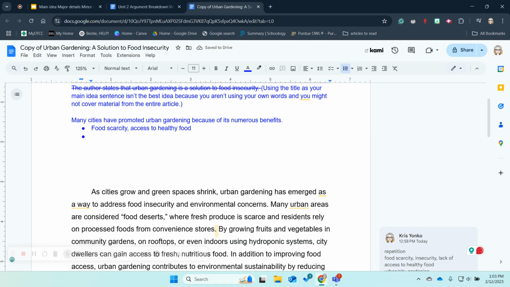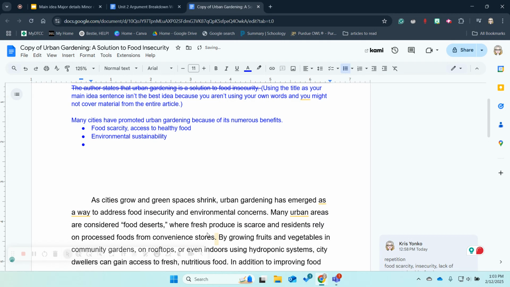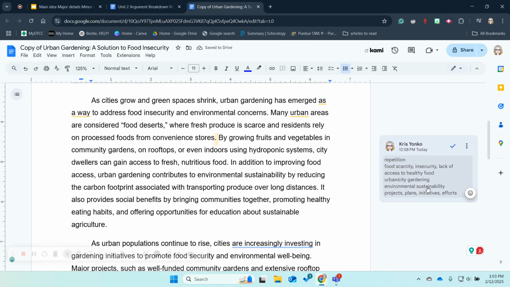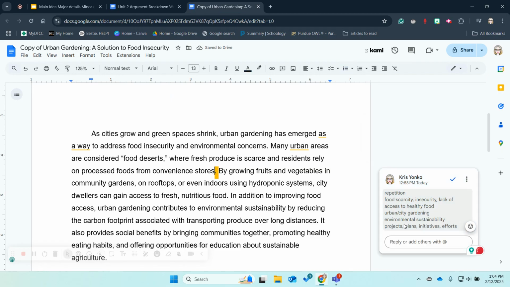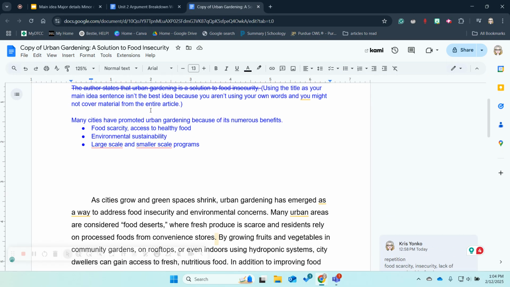The other one that we saw was environmental sustainability. So I'm just jotting those things down. We also saw, when it talked about plans and initiatives, large scale and smaller scale programs. Okay, because that was something that turned up in our repetition, and it was mentioned a little bit in our main idea sentence, but not in this way.